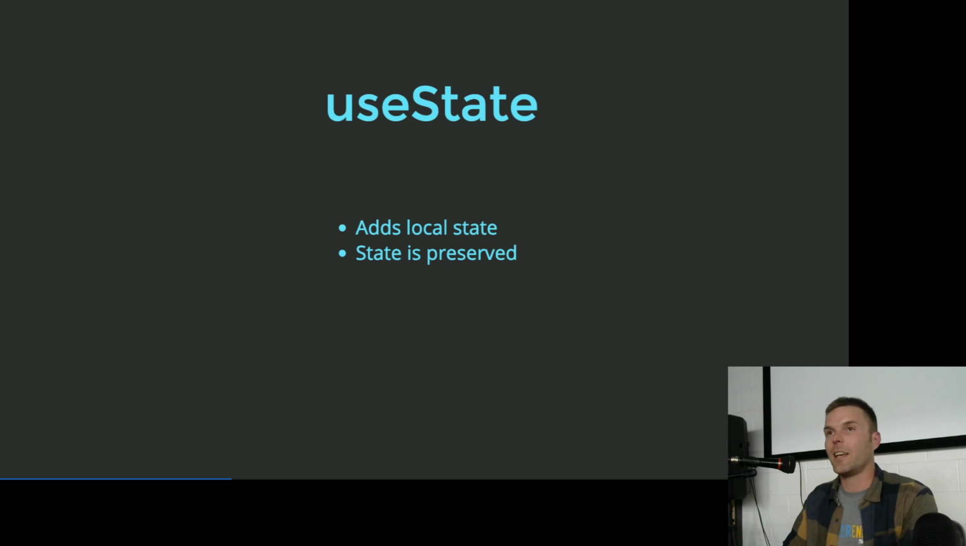This is a pretty heavy slide, so you guys just take it in for a second. useState just adds local state to your functional component, which you didn't have before, and that's awesome. And also the state is preserved. I'll get into this a little later when I show you an example. When a functional component that's using useState is re-rendered, you have that state from before; it preserves. And I'll get into where that's going.